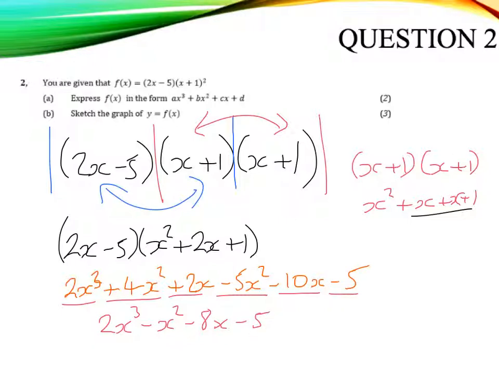The question asked me to express it in the form ax cubed plus bx squared plus cx plus d, which I have done. I've got a is 2, b is minus 1, c is minus 8, and d is minus 5. Okay, I'm happy with what I've got so far, and I'm also happy that I've answered the question fully. I've expressed it in the right form. Okay, let's look at part B then.